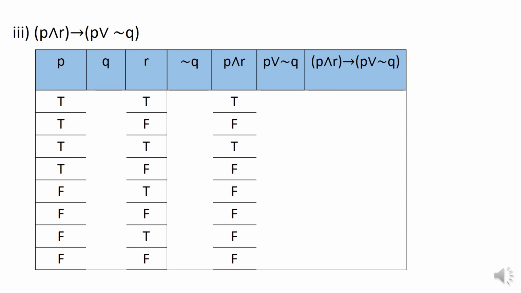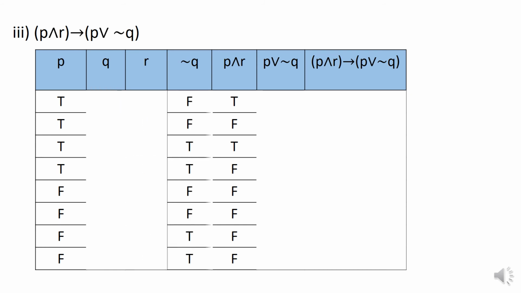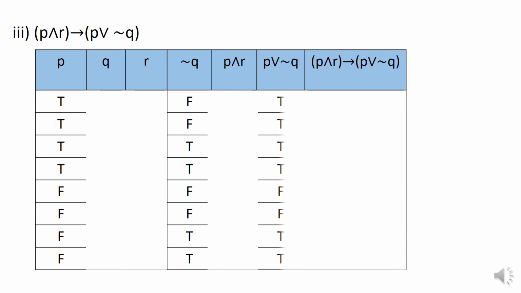For the next column, that is P or not Q, we need to consider only the columns for P and the column for not Q. Thus the other columns for now we will not be considering. Thus we get the values as true or false, true, true or false again true, true or true, true, true or true, true, false or false, false, false or false, false, false or true, true, false or true, true.